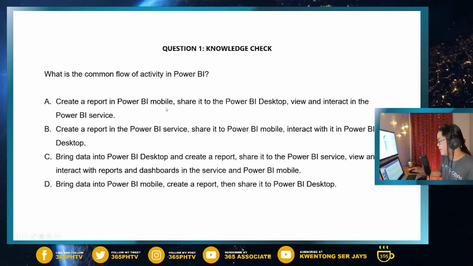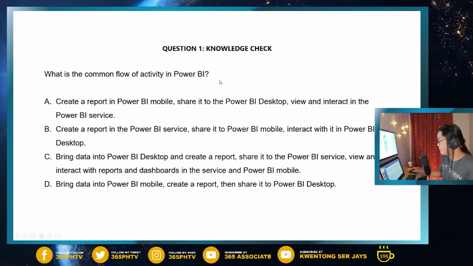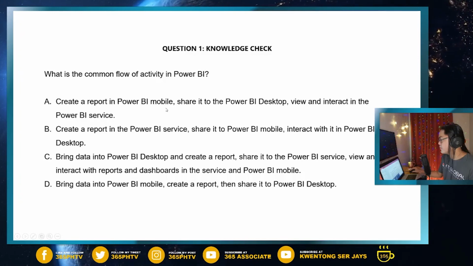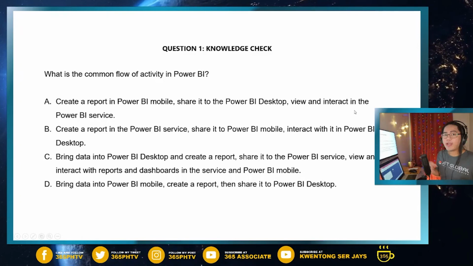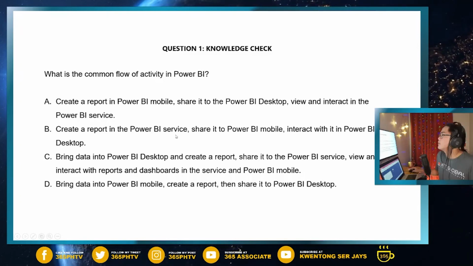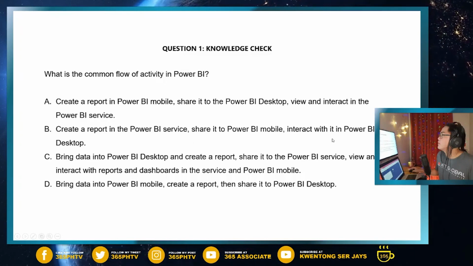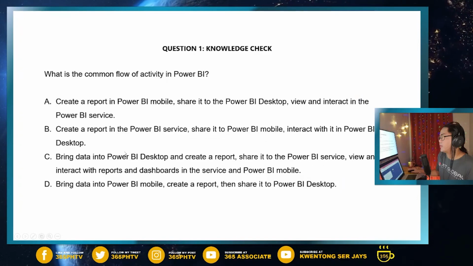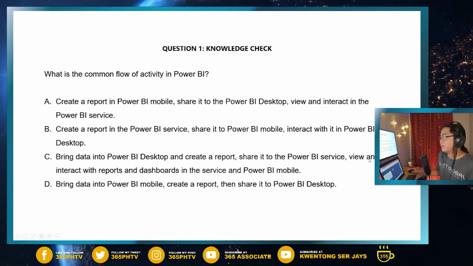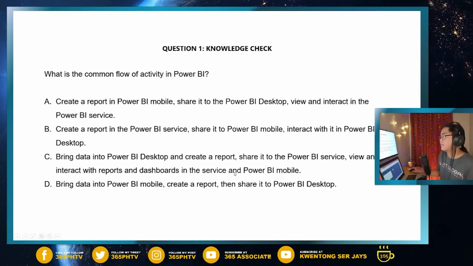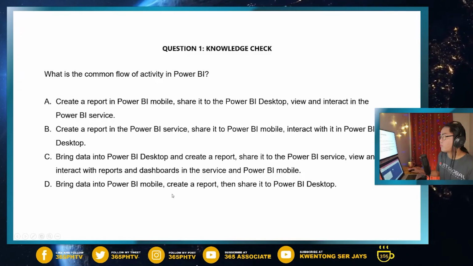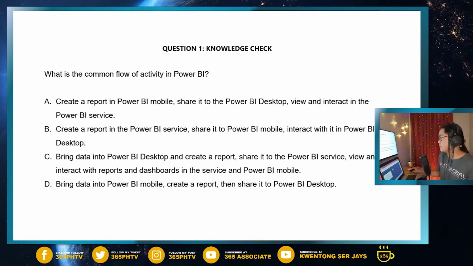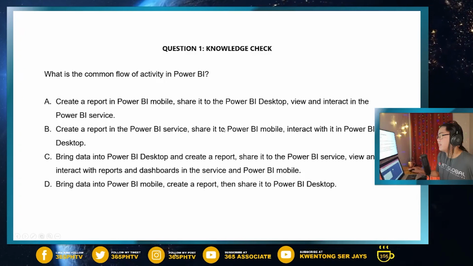The first question is, what is the common flow of activity in Power BI? First, create a report in Power BI mobile, share it to Power BI desktop, view and interact in the Power BI service. Second option is create a report in Power BI service, share to Power BI mobile, interact with it in Power BI desktop. Third option is bring data in Power BI desktop and create a report, share it to Power BI service, view and interact with reports and dashboards in the service and Power BI mobile. Finally, final option is bring data in Power BI mobile, create a report, then share it to Power BI desktop. This is actually an excerpt in the Power BI and Data Analytics certification of Microsoft. But this one is very basic.